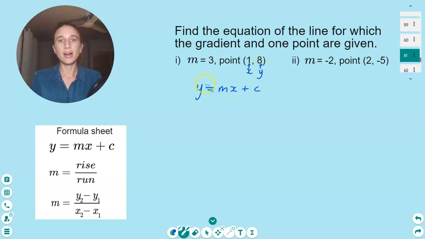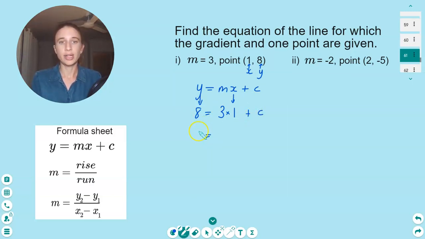Now let's substitute this in. We have a y value of 8, which I'm going to substitute on the left, an m value of 3, and an x value of 1. Can you see that? x is 1, y is 8. And then if we have c, we've only got one unknown, so we can solve for c.